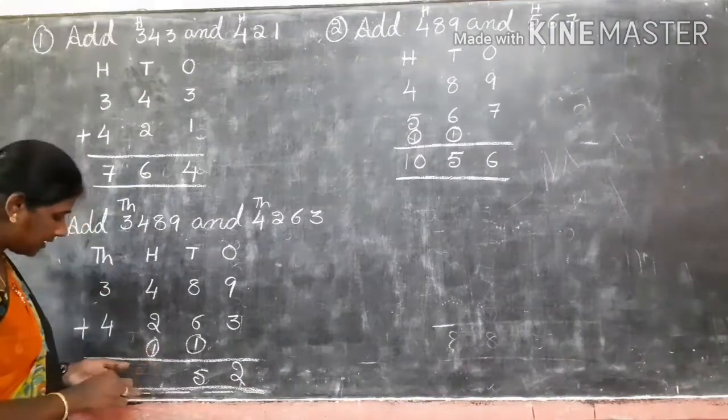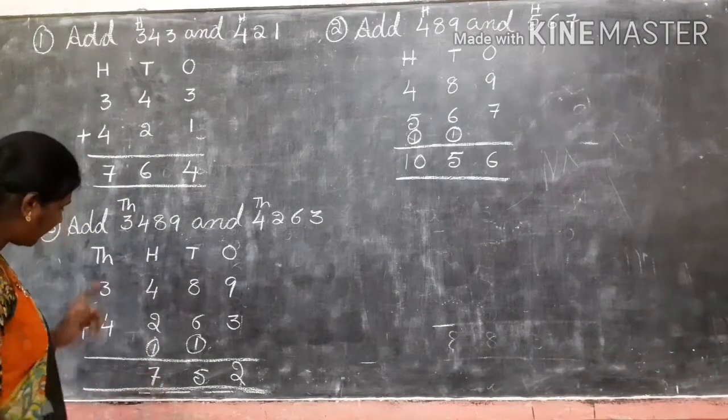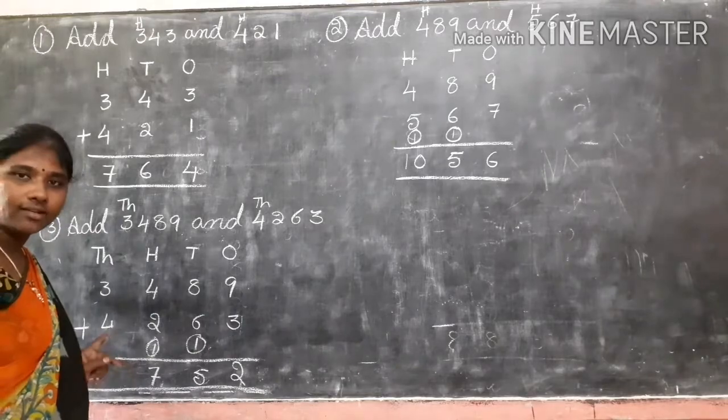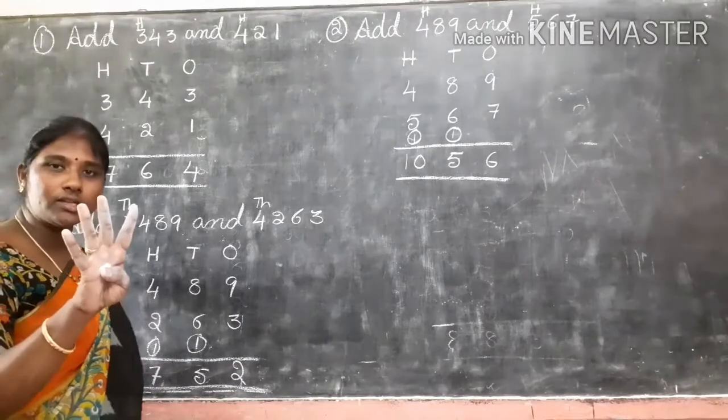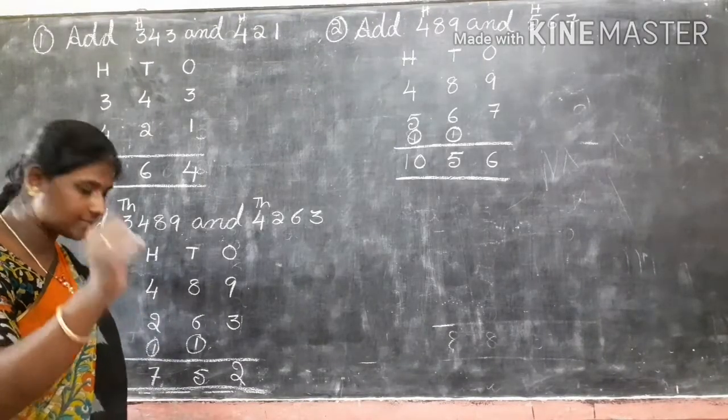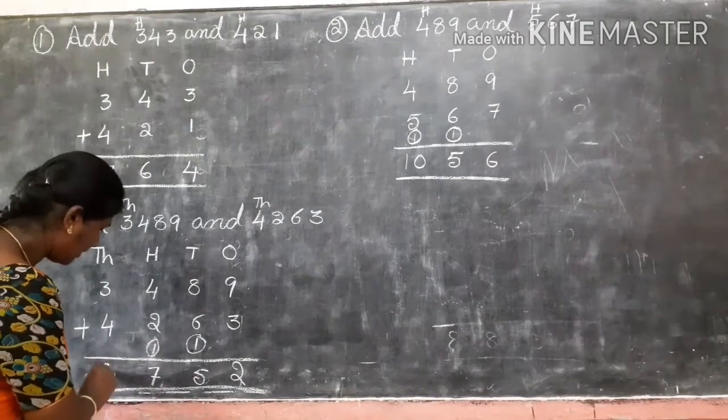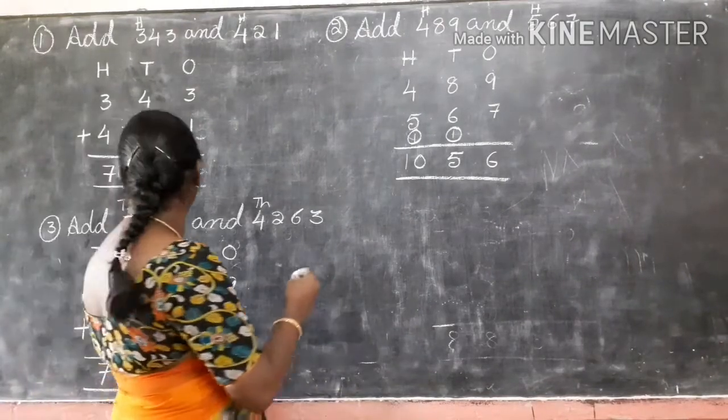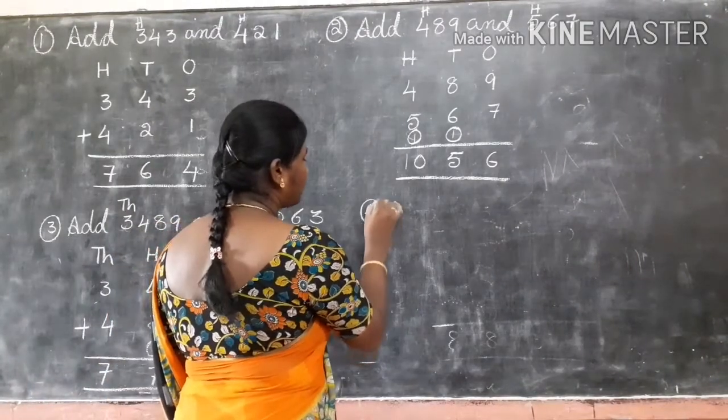Again one more number is there. 6 plus 1 is 7. Next here 3 and 4. Down number 4, take 4 fingers. 3 after 4, 5, 6, 7. So the answer is 7,752. Next one more problem.